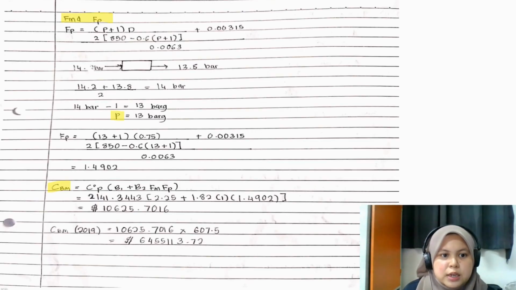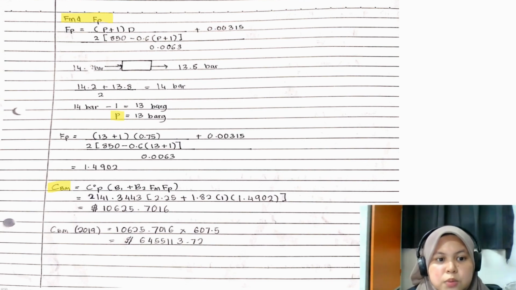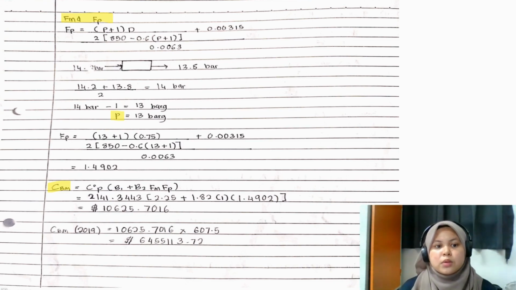So we can find the P for this reactor by using this formula, which is 14.2 plus 13.8 over 2, which will be equal to 14 bar. Then we need to change bar to bar gauge, which is by minus the P that we have calculated earlier. So 14 bar minus 1 will be equal to 13 bar gauge. Therefore, the answer will be P equal to 13 bar gauge.